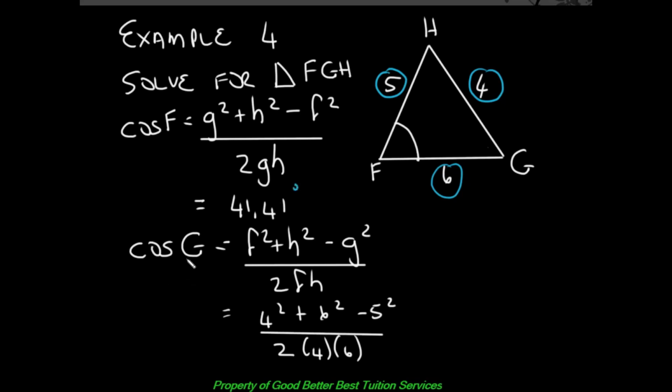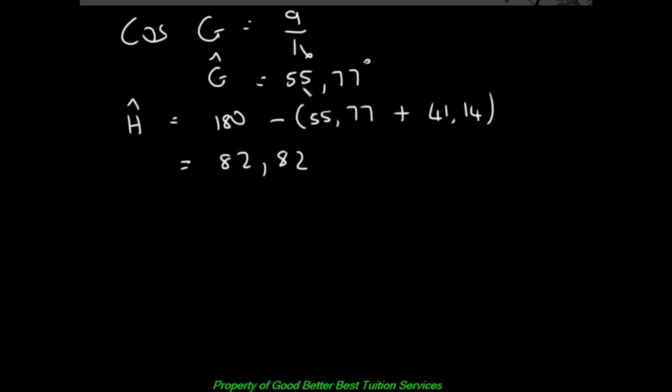And then we are going to find the cos of g. Again, substitute the information that you have in your triangle, and you are going to be able to solve for g. So there we find that g is equal to 55,77 degrees. The last angle we need to find is h, and h is going to be equal to 180 minus 55,77 plus 41,14, and we see that it's 82,82 degrees. And what's our reason? Our reason is that it's the interior angles of a triangle.